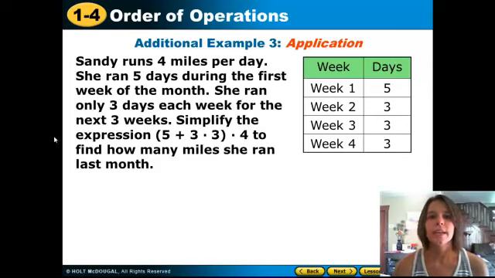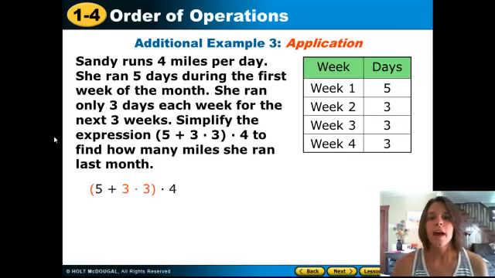Okay, where might I use this somewhere? Sandy runs 4 miles per day. She ran 5 days during the first week of the month. She ran only 3 days each week for the next 3 weeks. So I'm going to simplify the expression. 5 plus 3 times 3. So the 5 days, and then I'm squaring my 3 for each additional day, multiplying over those next weeks. And then I'm going to go ahead and multiply times the 4 miles at the end. So that's why that first part of it is in the parentheses, and I'm going to multiply by the 4 miles per day at the end.